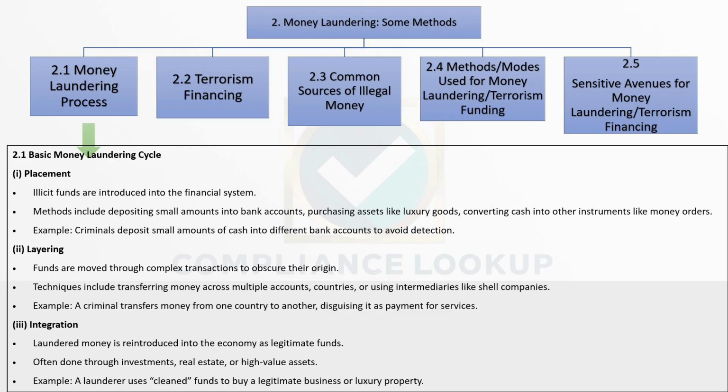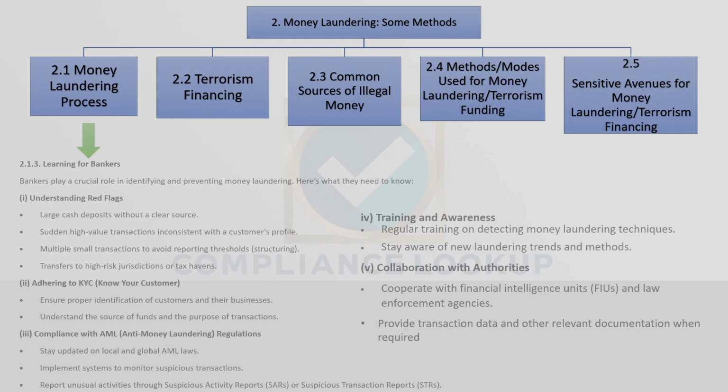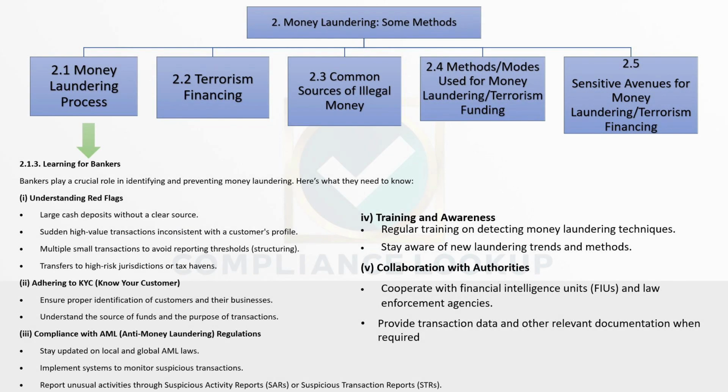These three stages help criminals blend illegal funds with the legal economy, making it harder for authorities to detect and seize their ill-gotten gains. Now let's come to the role of bankers in preventing money laundering. Bankers are on the front lines of the fight against money laundering and must be vigilant in spotting suspicious activities. Here's what they need to focus on.